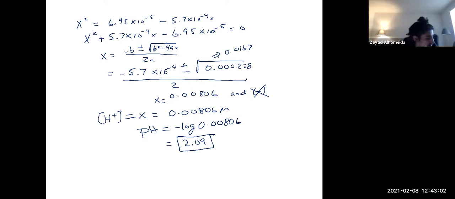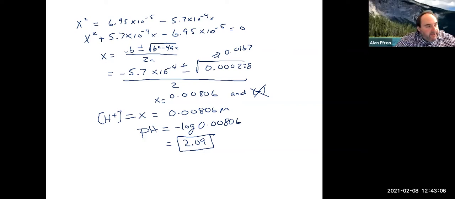Other questions? Okay. All right, so obviously weak acid problems are very similar to ICE table problems and equilibrium problems. The major difference, as you can see here, is that at the end we're looking for the pH. So a lot of times we're ultimately looking for the H plus concentration. Any questions on that?